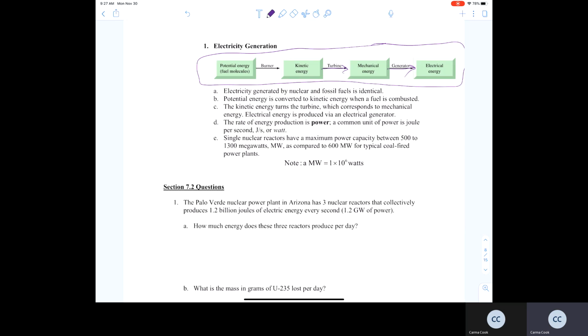How fast is this electrical energy produced? Well, the rate or the fastness that electrical energy is produced is called power. And so the common unit for power is the joule per second. How much energy per unit of time? So power is equal to energy per unit of time.